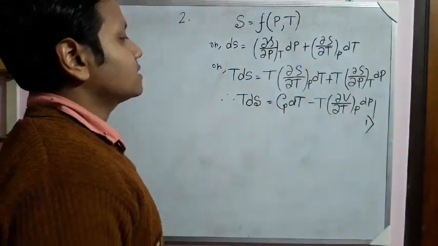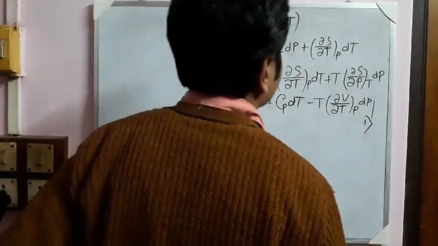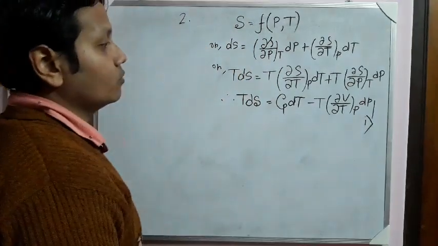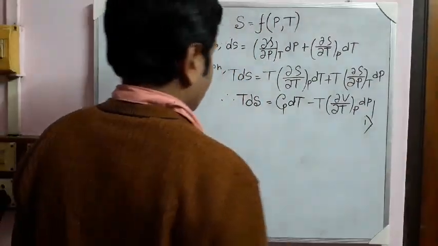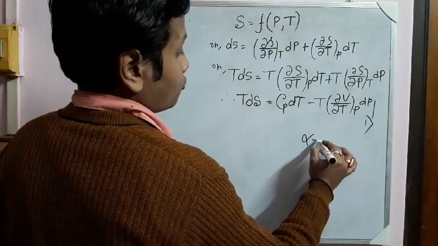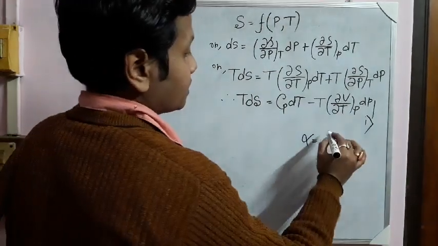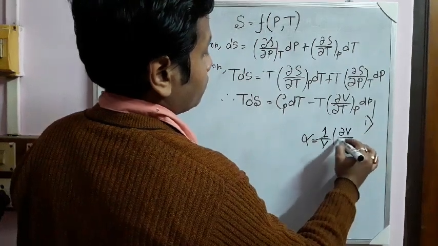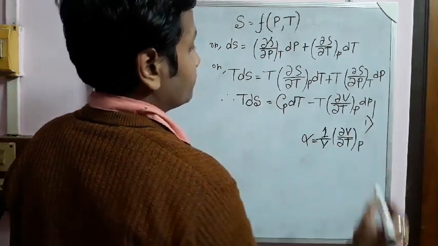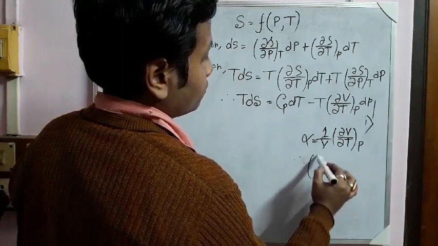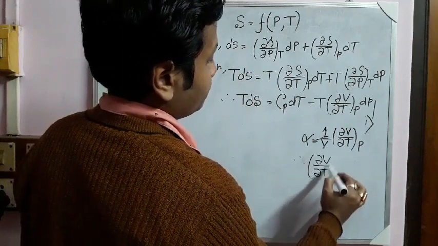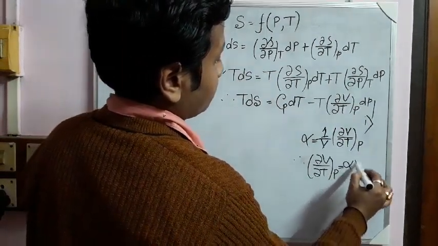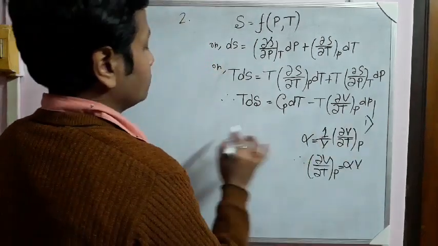Now this second T dS equation can also be written in another form. How? Because I told you that alpha, the coefficient of volume expansion, is the increase in volume per unit rise in temperature keeping pressure constant. So (del V/del T) at constant pressure is alpha V. So if we substitute this, what do we get?